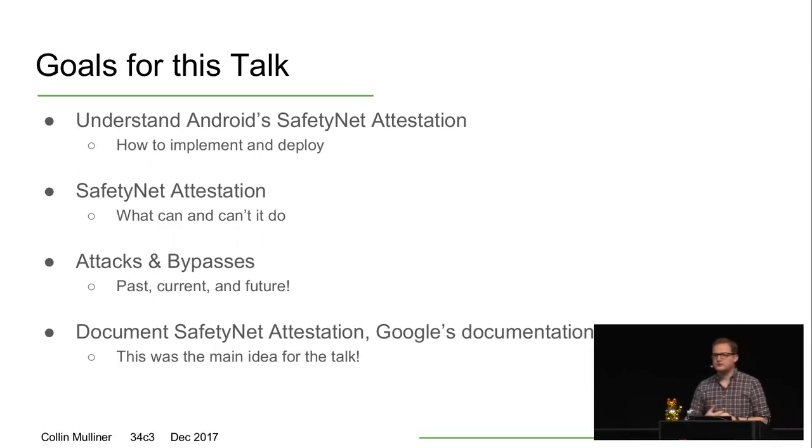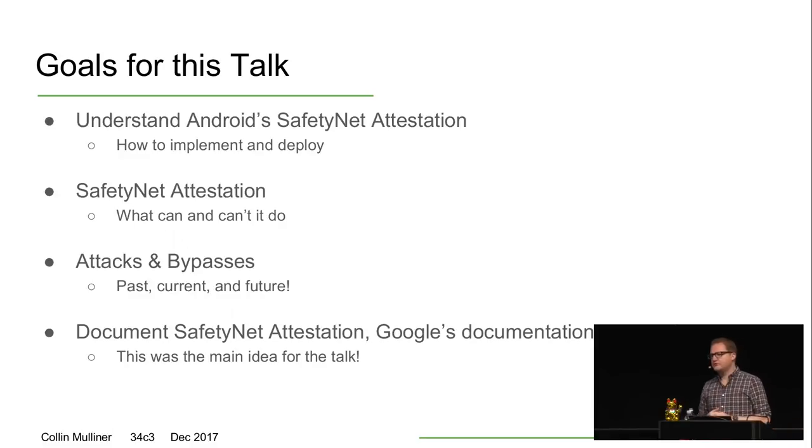So what are the goals for this talk? The main goal for this talk is, of course, understanding what Android's SafetyNet and especially the attestation API is, and actually how to really implement and deploy it. As you will see throughout the talk, it's not that straightforward, unfortunately. And then we're going to look at the attestation API, really what it can do for you and what it can't do for you.